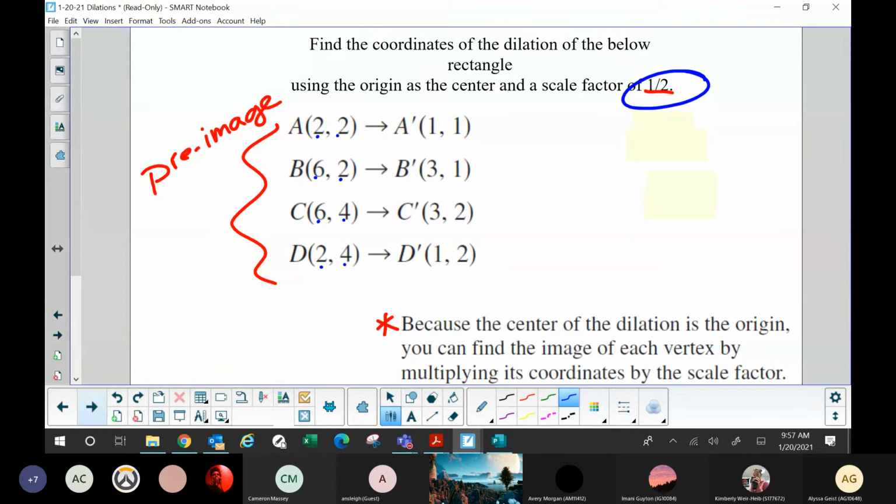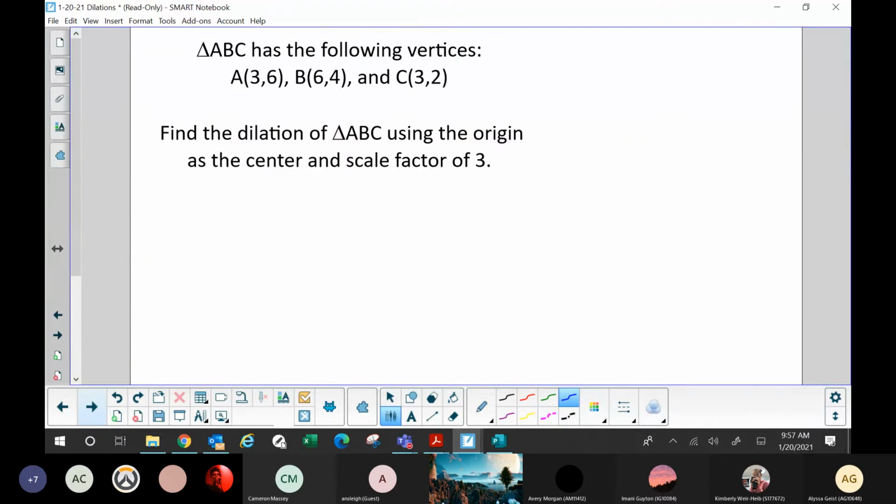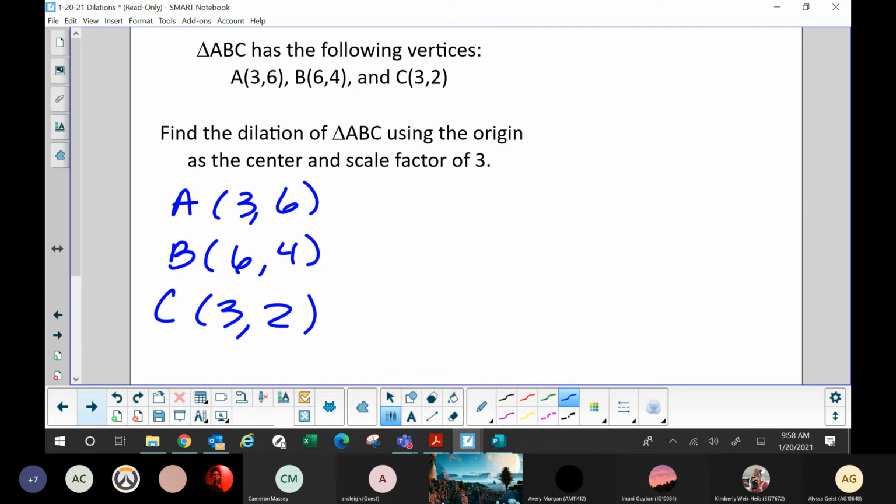Same thing on the next question, and in the video she goes over all of this. I just wanted to touch on a few things so you hear it from me. For this one, you're multiplying all of those points by 3. So if A is at 3, 6, B is at 6, 4, C is at 3, 2, your new points are going to be A prime, B prime, C prime, and you're going to multiply everything by 3.